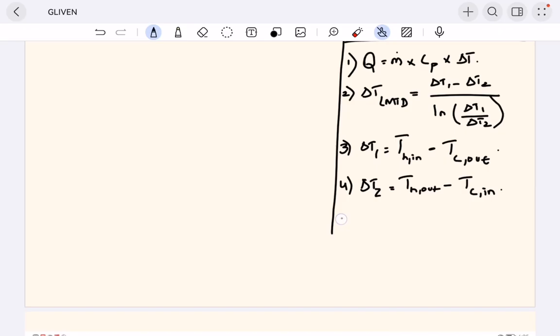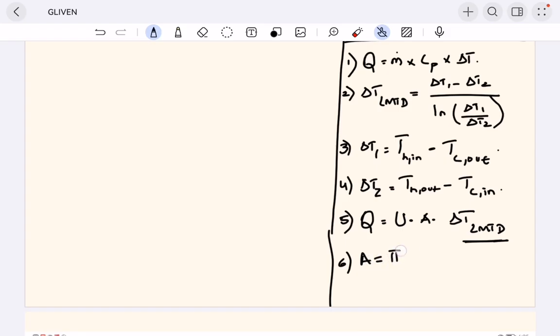Right? And Q, as we all know, is overall heat transfer times the area times the delta T that we are calculating using the LMTD method. We also know that area is pi times D times L. And if you want to find L, it is area divided by pi times D. Now the whole purpose is to find L.